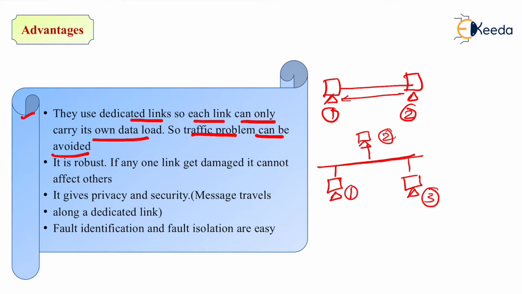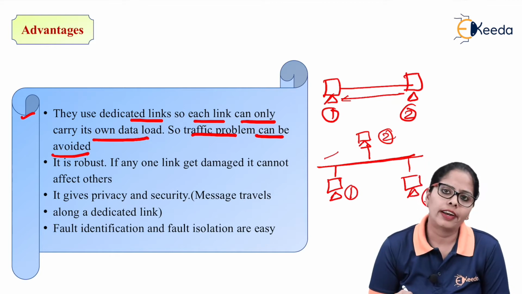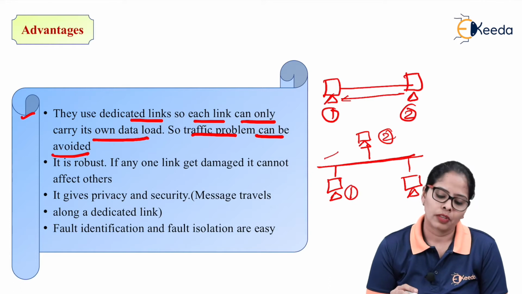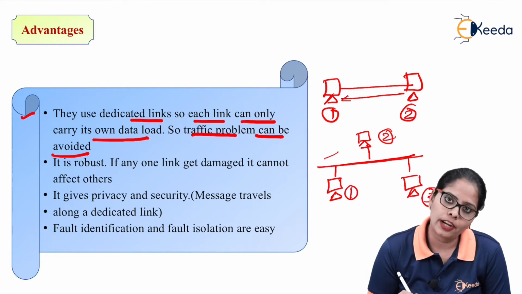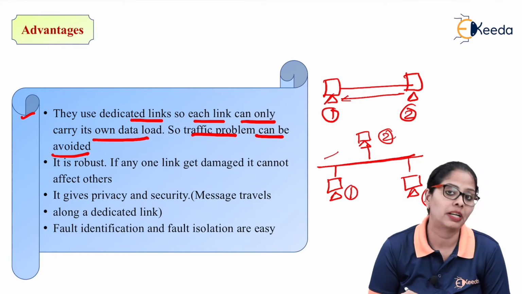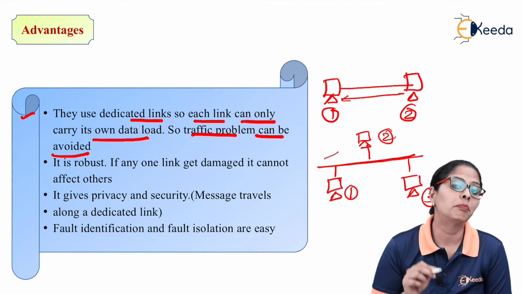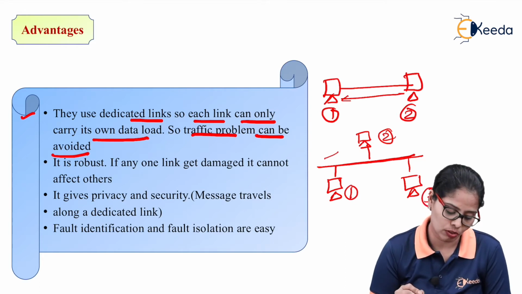Over here also there is a chance of traffic jam. All these disadvantages you will not find in the point to point link. So in the shared resource, you will find traffic jam and congestion, but in the point to point, you will not find this problem. So that is one important advantage of this topology.